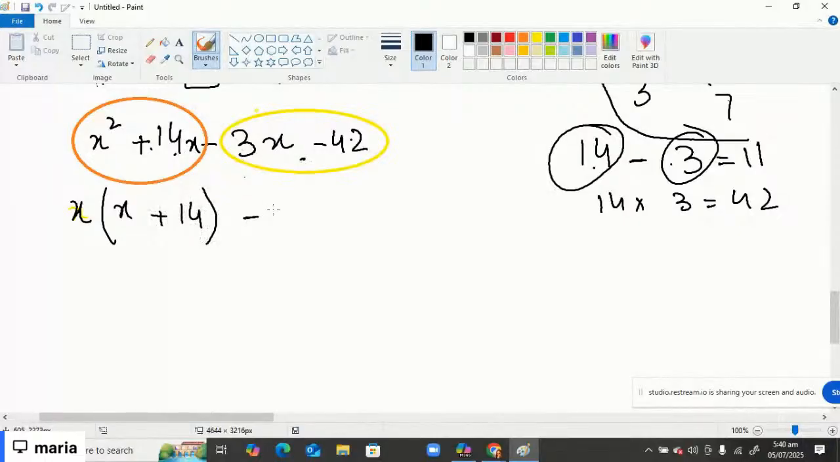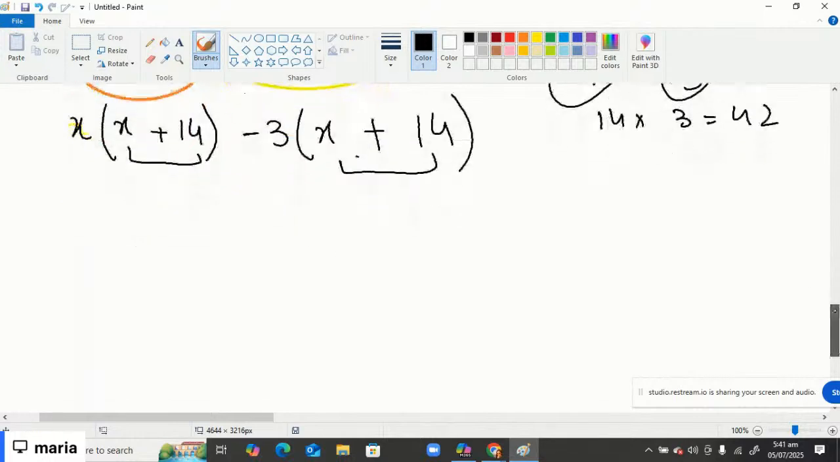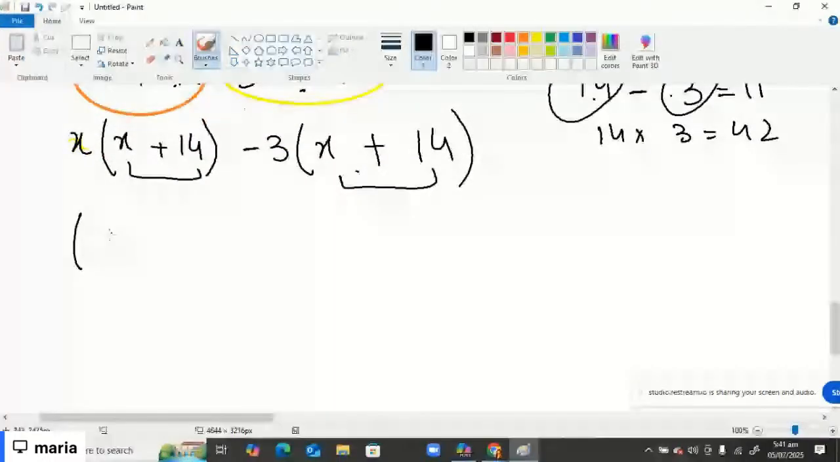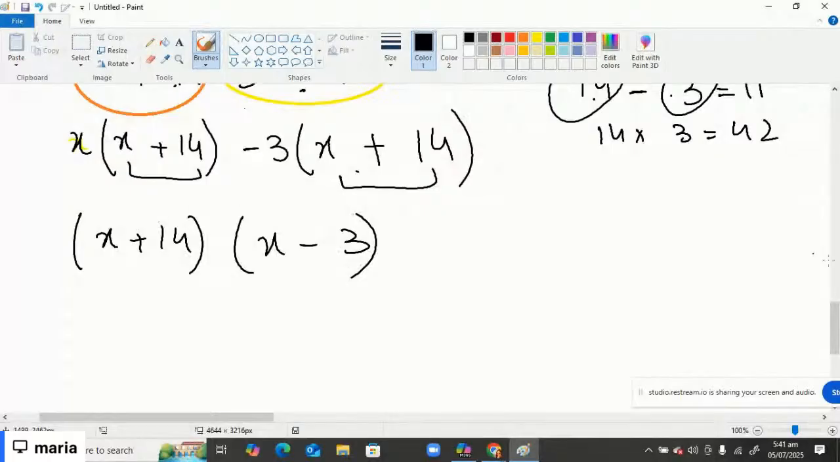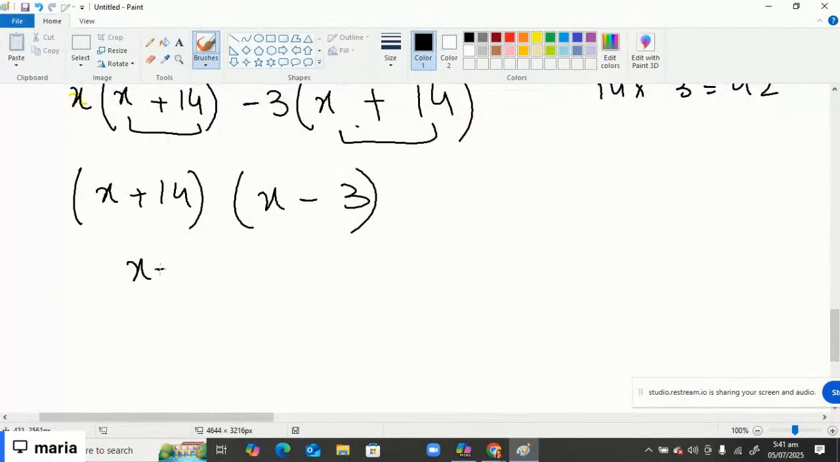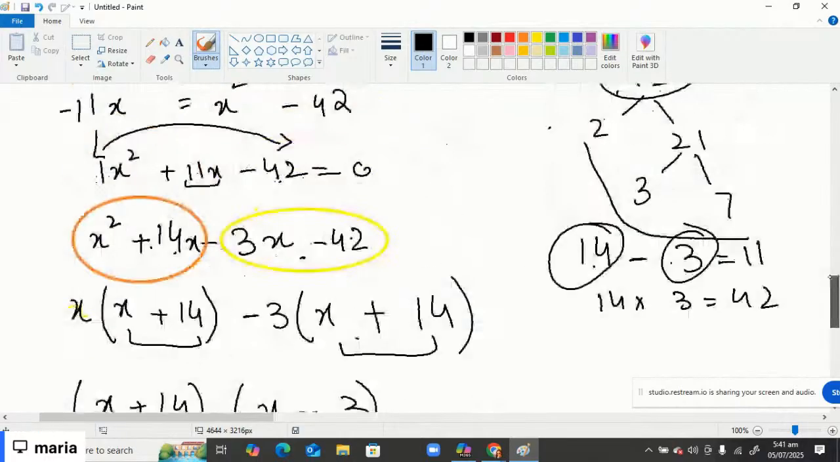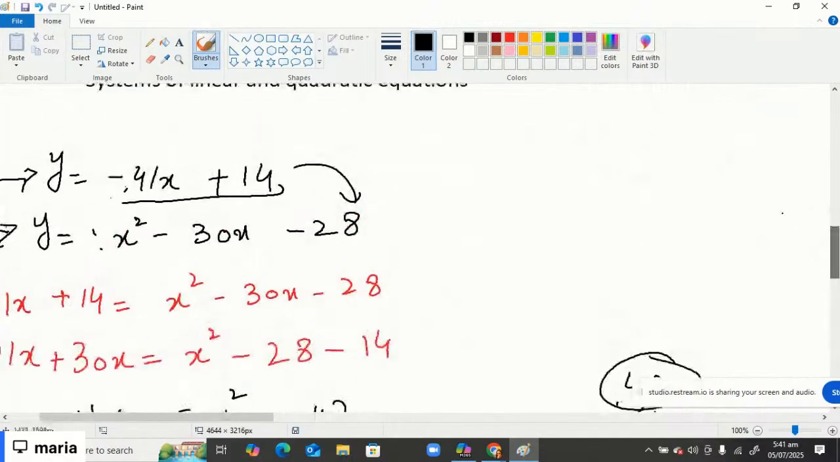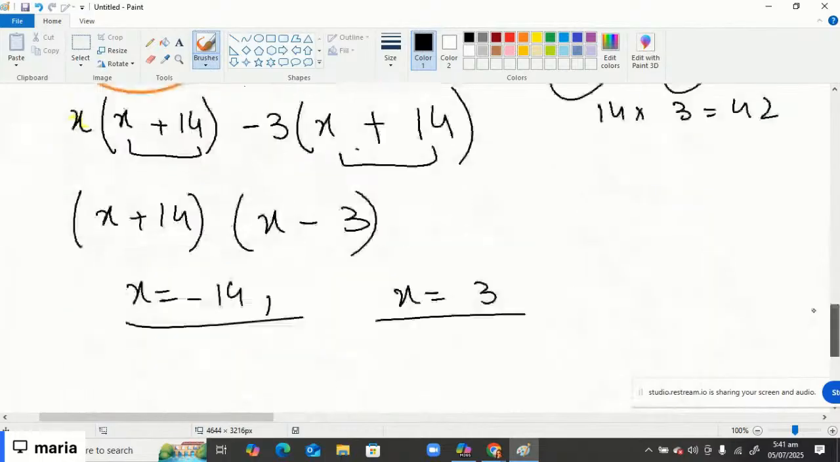From this, I'm going to take minus 3 common. x as it is here. Minus minus becomes plus. 3 times which number is 42? 3 times 14 is 42. Look, the answer inside the bracket is the same. It means that our question is right. Now we write only the one in the bracket and the one outside the bracket. x is equal to minus 14, x is equal to 3. These are the two values of x. Now put this value of x in that one, and then you find the value of y. This is the same as we have already done.